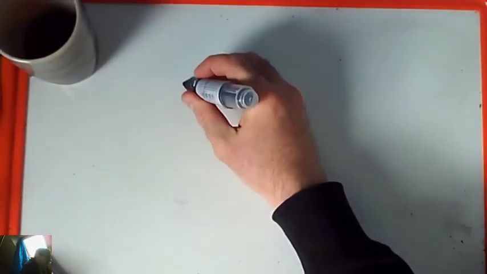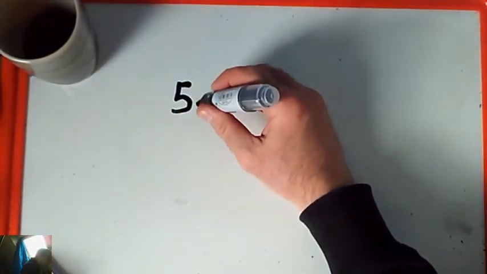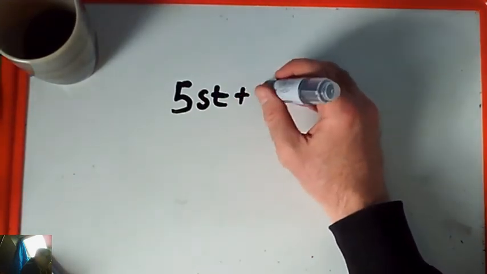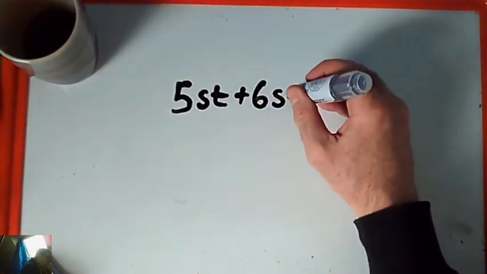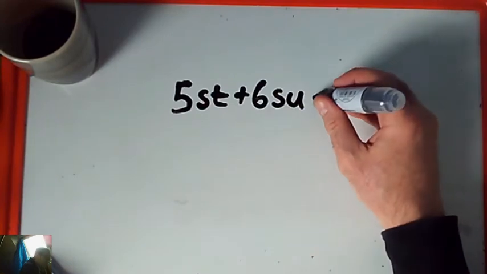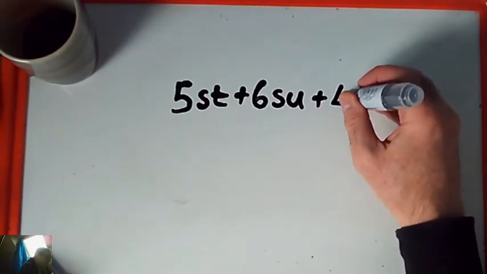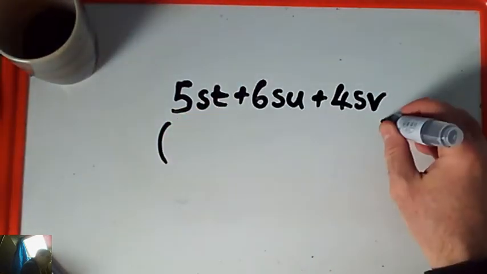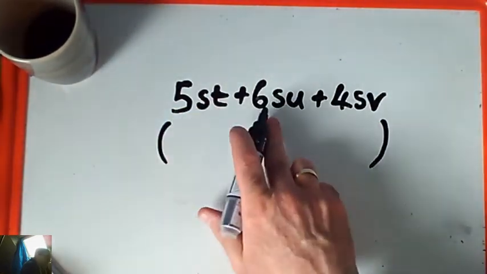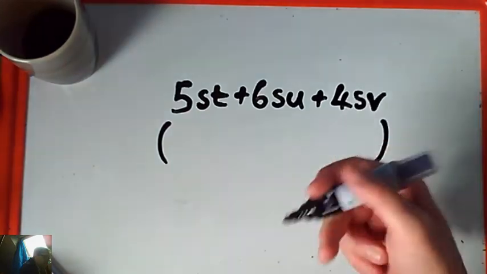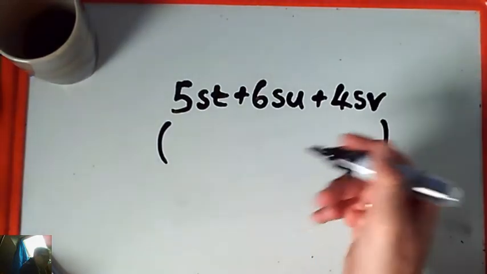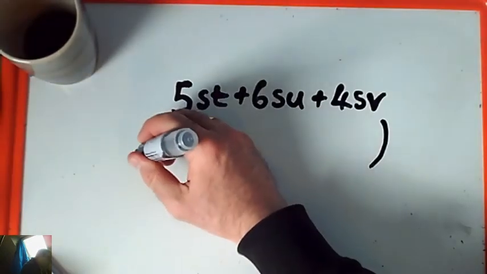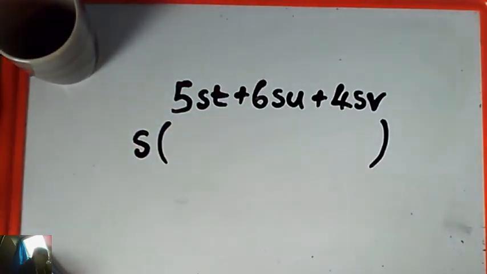So the next one says 5st plus 6su plus 4sv. So I notice that there's nothing that 5 and 6 and 4 can all be divided by. So there's no common factor in terms of numbers, but they've all got an s in them. So s can be taken outside the brackets.